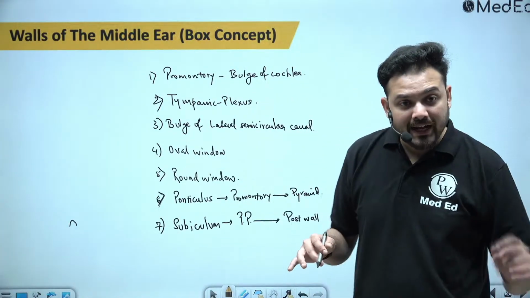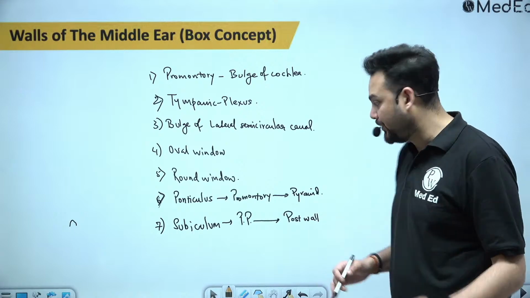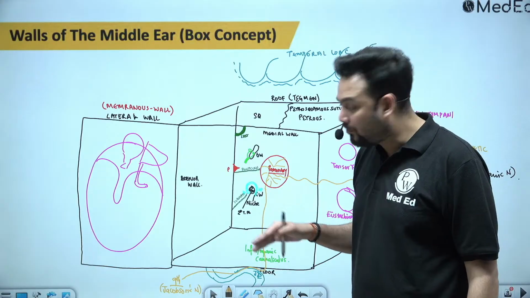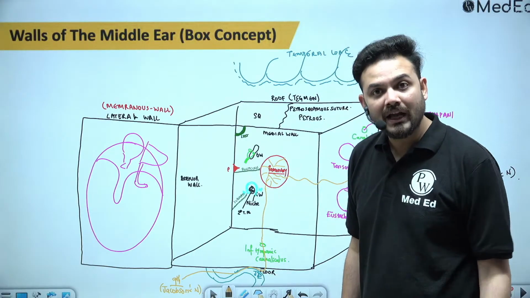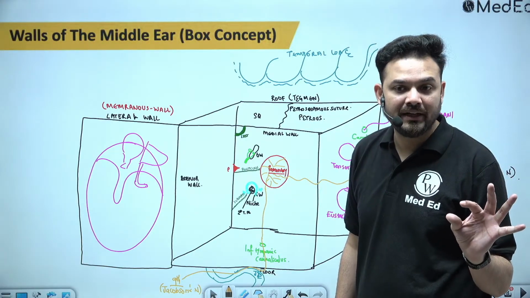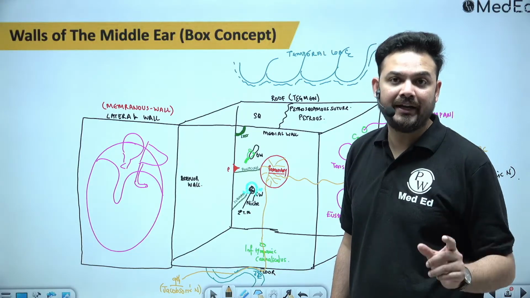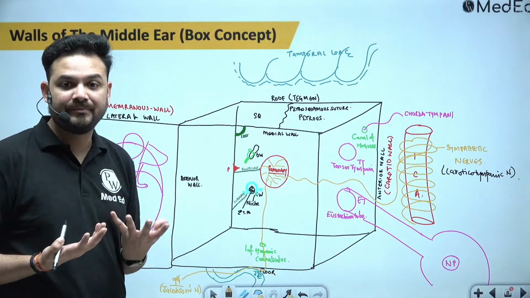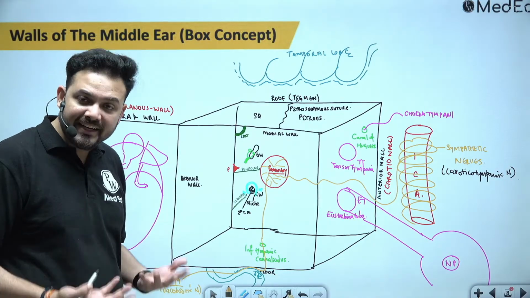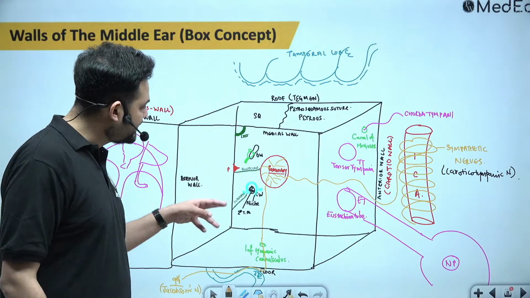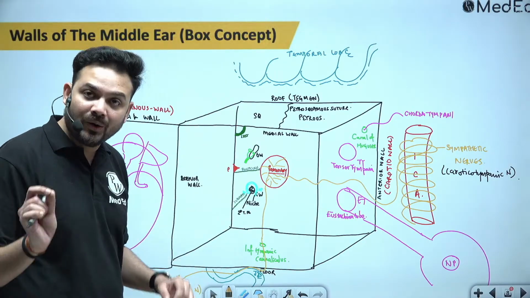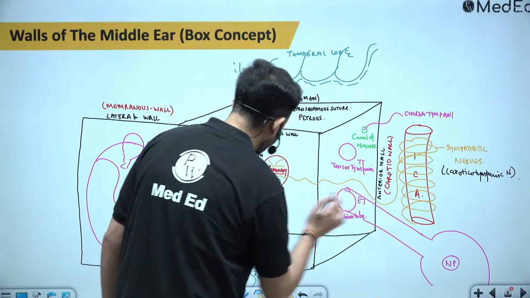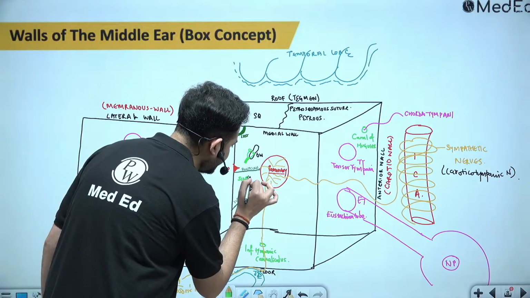Now, a very important thing that I'm going to tell you. There is a space visible between them, with the ponticulus above and the subiculum below. We call this tiny little space in the middle ear the sinus tympani. Sinus means space, tympanum means middle ear. So a potential tiny space present between the ponticulus above and the subiculum below is called the sinus tympani. Let me just write it down over here. This is our sinus tympani.